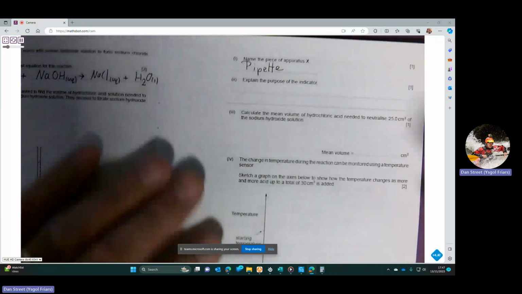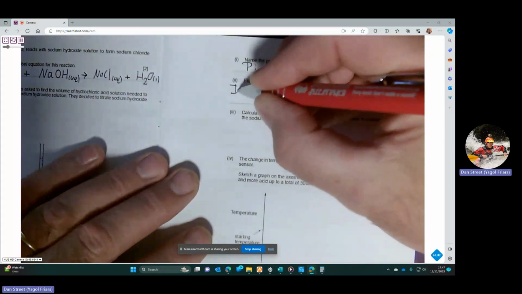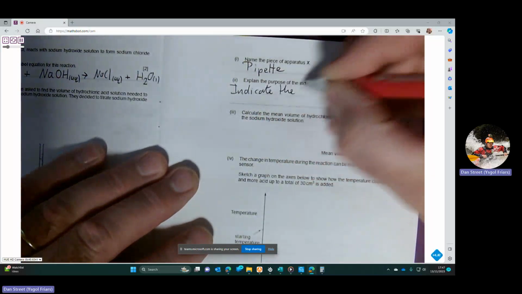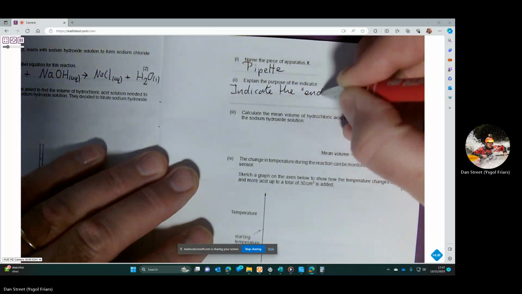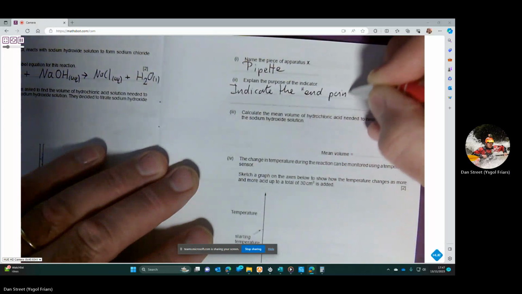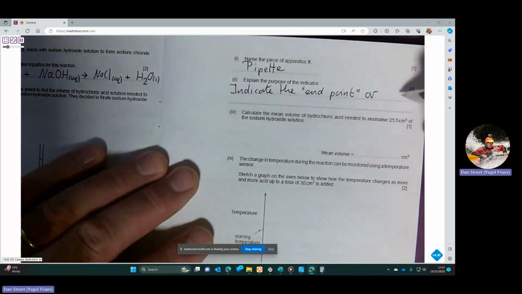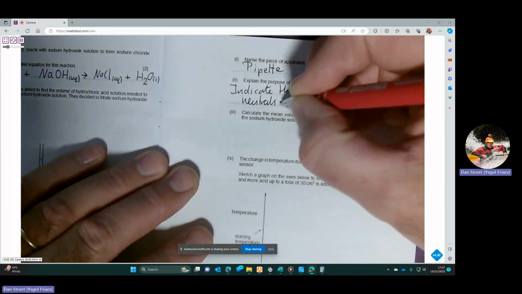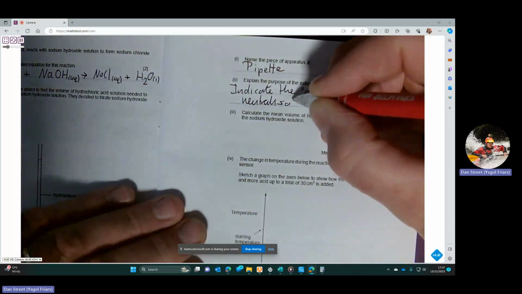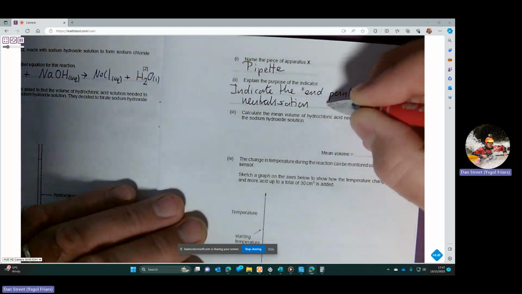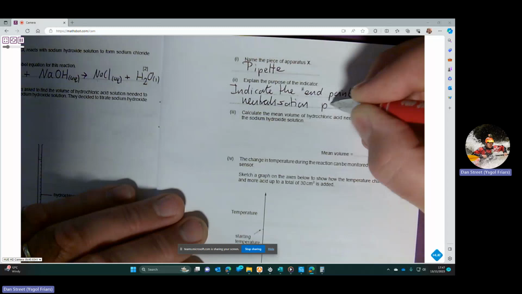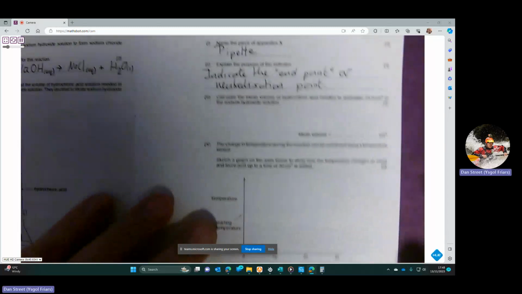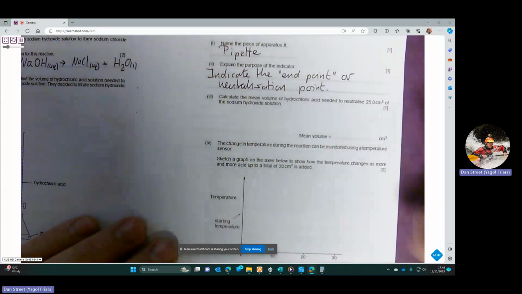Explain the purpose of the indicator. Well, it's to indicate the end point or neutralization point of the reaction. It tells us when there is sufficient acid to neutralize the alkali in the conical flask. And there's a variety of different indicators you could use, but phenolphthalein is quite popular for this reaction.